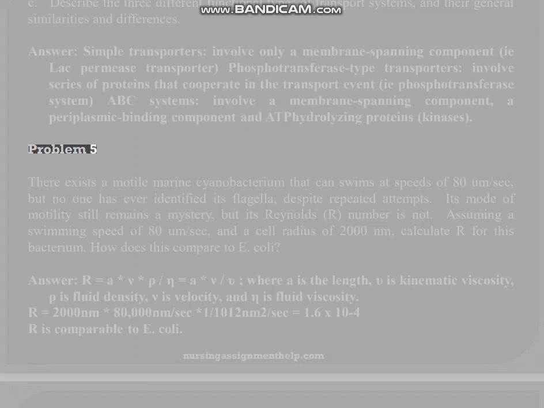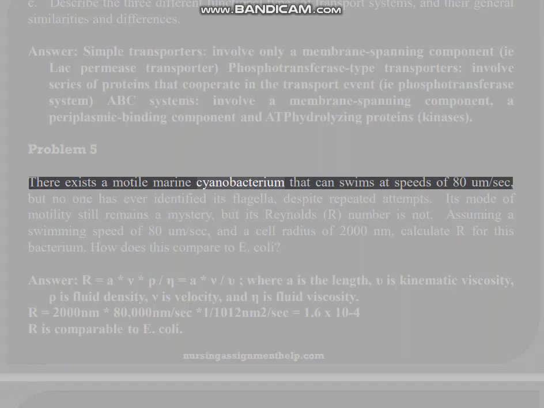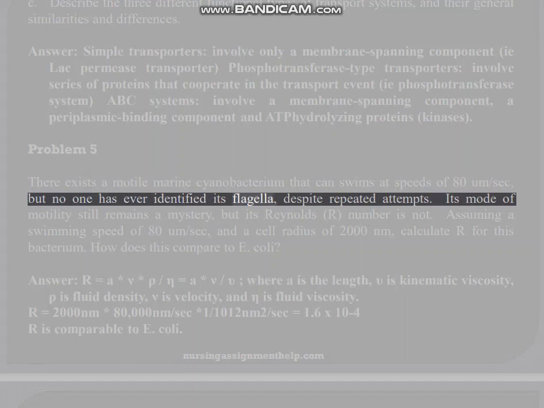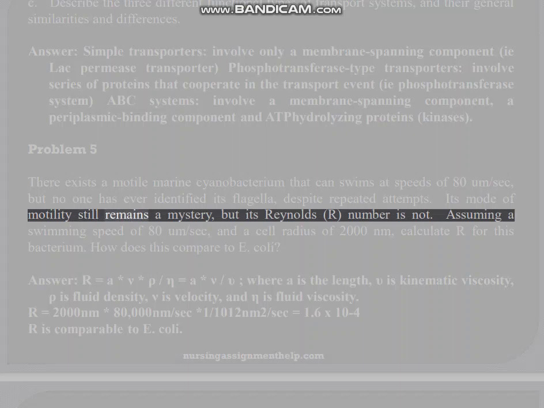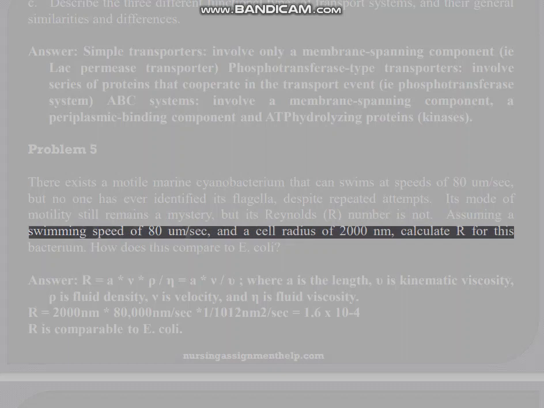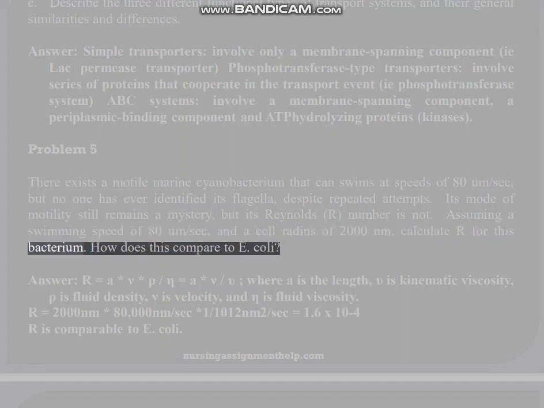Problem 5. There exists a motile marine cyanobacterium that can swim at speeds of 80 but no one has ever identified its flagella, despite repeated attempts. Its mode of motility still remains a mystery, but its Reynolds number R is not. Assuming a swimming speed of 80 and a cell radius of 2000 nanometers, calculate R for this bacterium. How does this compare to E. coli?